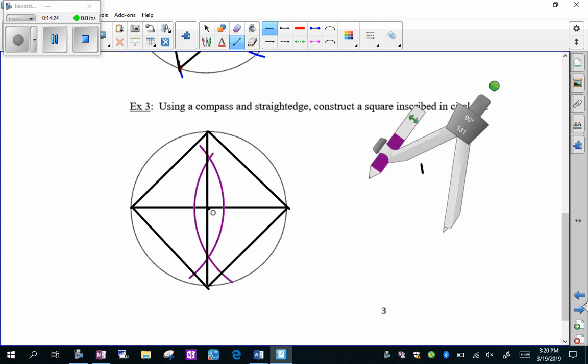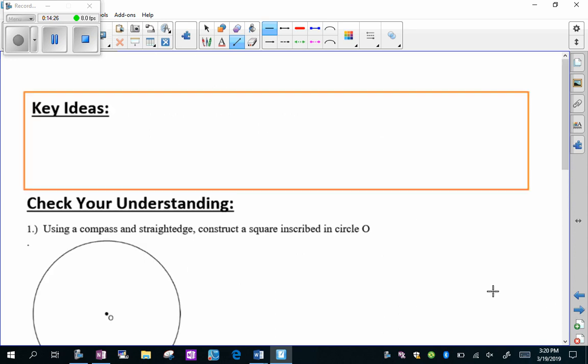Now, as always, there are some key ideas. I'm sorry this video was a little long, but the constructions take time. Let's make sure that we practice with the check your understanding, and then we'll go over the material tomorrow. If you have any questions, please write them down. And remember, go Cats, go Knight.